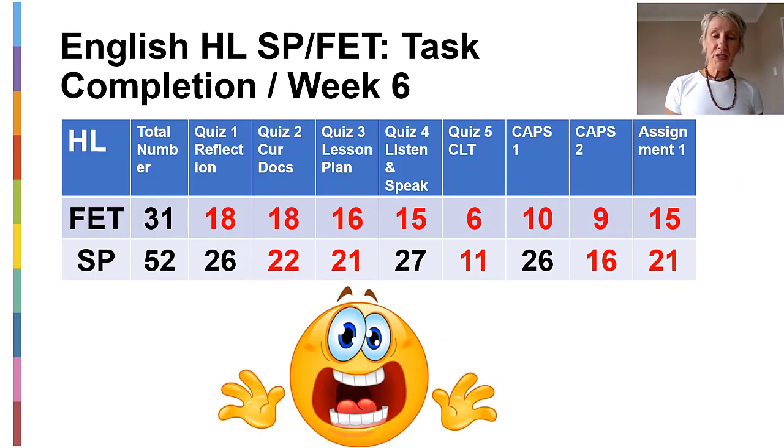Okay, this is for home language. This is my spreadsheet. You can see I've itemized the things that are so important that you must submit. For FET, I've got 31 students. For senior phase, I've now got 52. That makes 83 students already, just from home language. I'm concerned about reflection 1, which is a reflection telling me about yourself, where you come from: only 18 of you from FET have actually answered that, and 26 for senior phase, which is just nearly half.